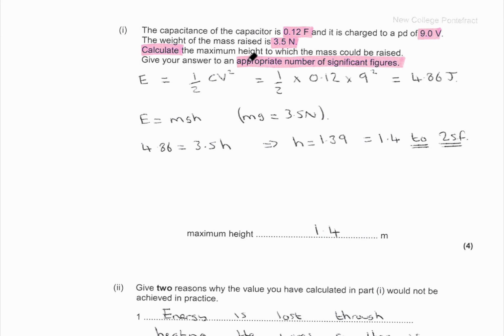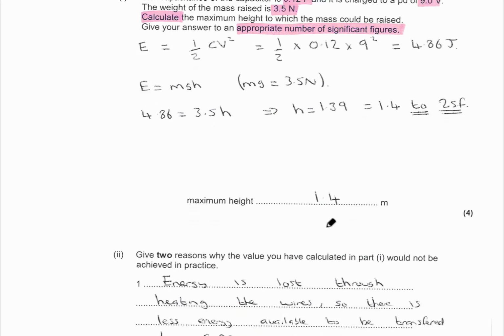The fourth mark comes from this statement here. We want to give our final answer to an appropriate number of significant figures. If we look at the significant figures in the question, that's 2 significant figures, that's 2, and that's 2 as well. So we have to give our answer to 2 significant figures. 1.39 to 2 significant figures is 1.4. So that's our fourth mark for writing this answer down to 2 significant figures.